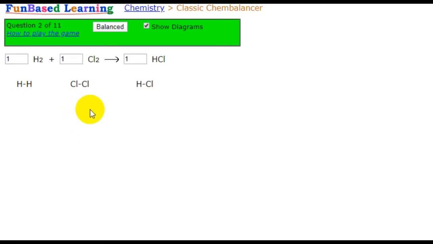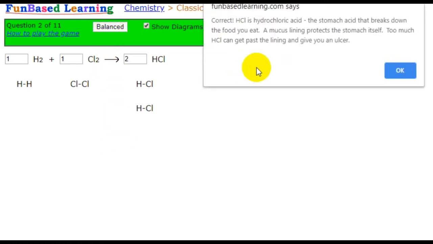So here we have Cl2. And here we have HCl. So we see that there's more H and Cl on the left side than the right side. We'll increase our HCl on the right side. And notice how they add in another HCl connected to a line. And now we have the same amount of H and the same amount of Cl on both sides. So let's click balance. Correct.